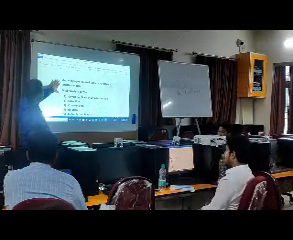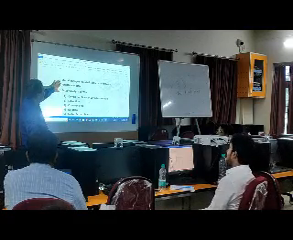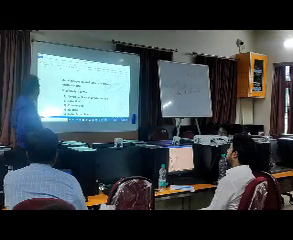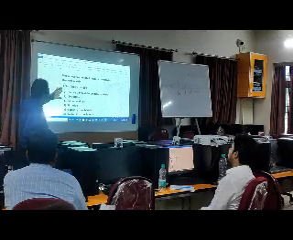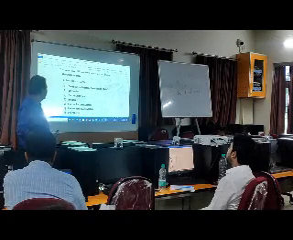This is basically used in SEM, step 6. This is used in structural equation modeling. And these are the factor analysis jargon. So many jargons are used in factor analysis.